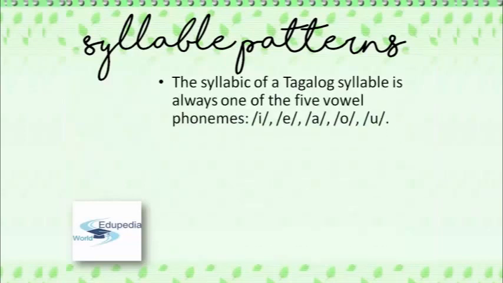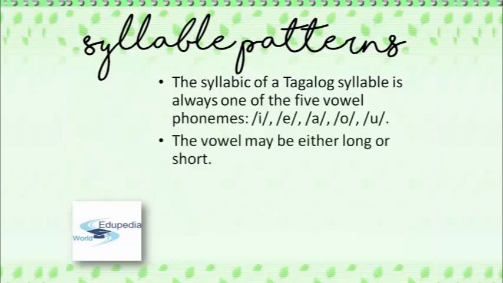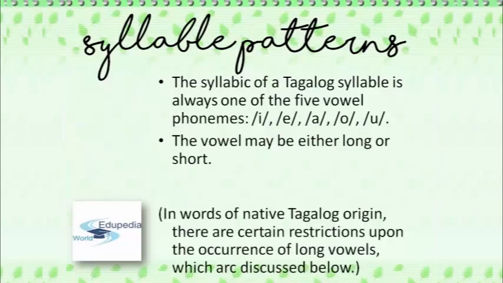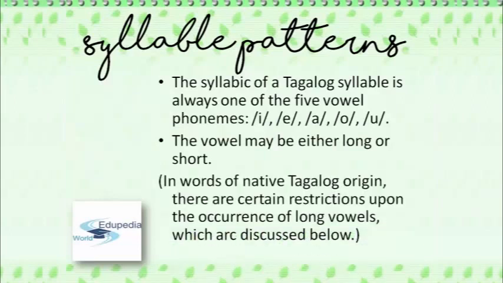The syllabic of a Tagalog syllable is always one of the five vowel phonemes. We have here the E, I, A, O, and U. The vowel may be either long or short. In words of native Tagalog origin, there are certain restrictions upon the occurrence of long vowels, which are discussed in the next slides.